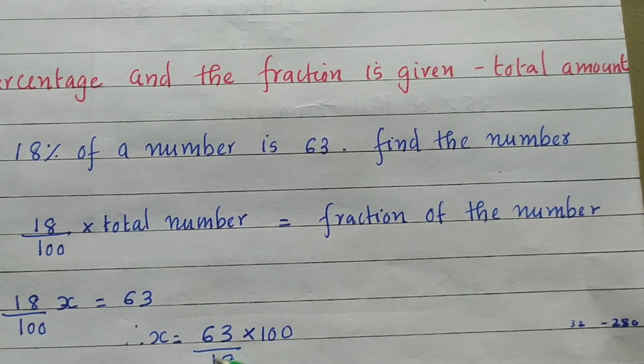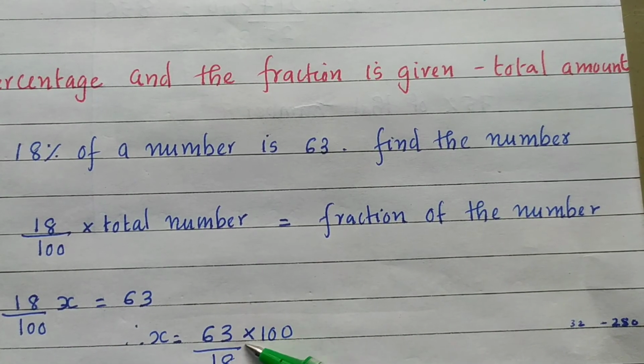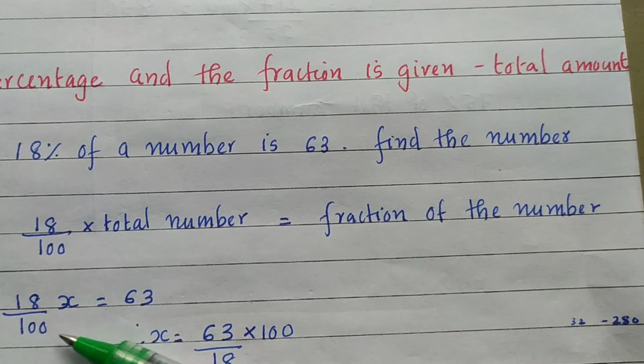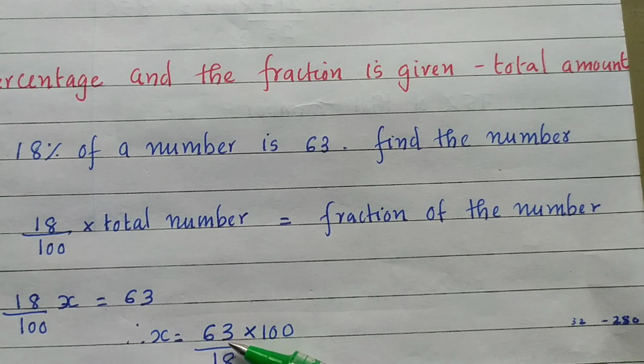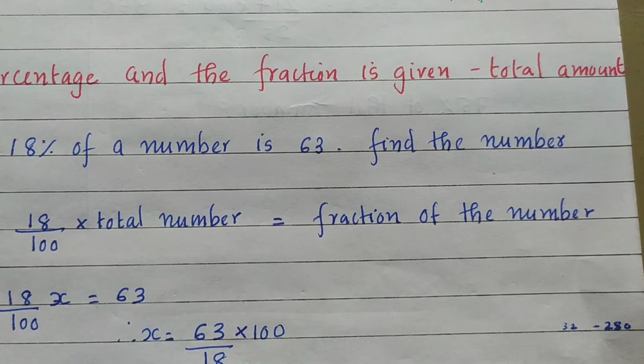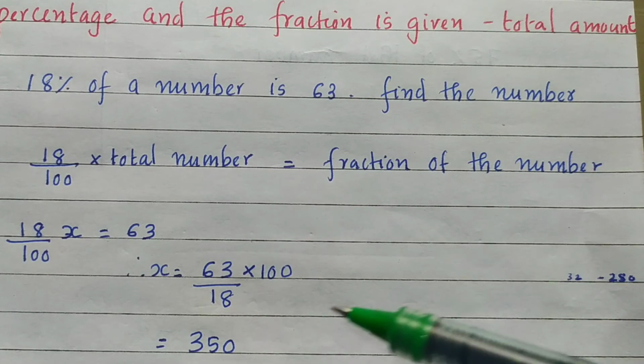So x is equal to 63. In the LHS 100 is the denominator, so when we take it into RHS, we have to multiply it here. 63 into 100, x is multiplied with the 18. So when we take it into RHS, we have to divide it here. 63 into 100 divided by 18, which is equal to 350. That is, 63 is 18 percentage of 350.